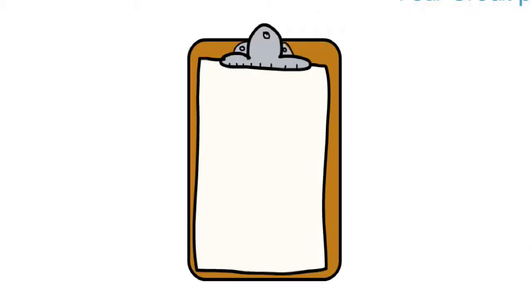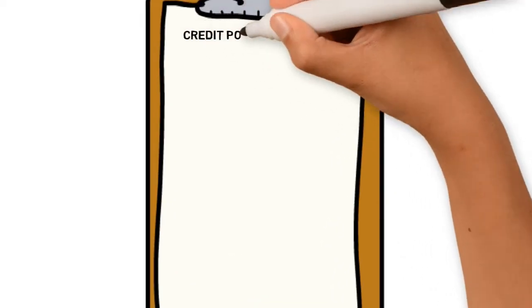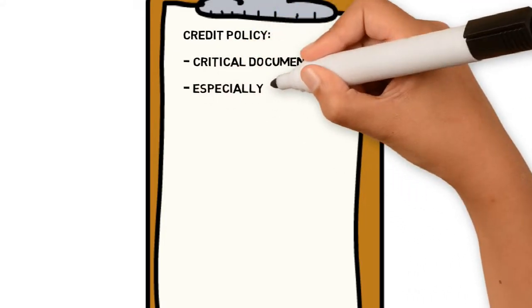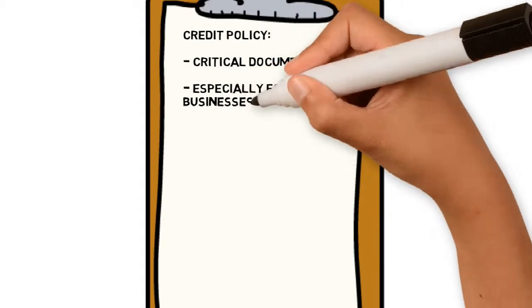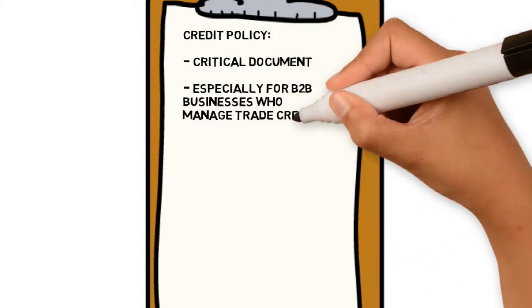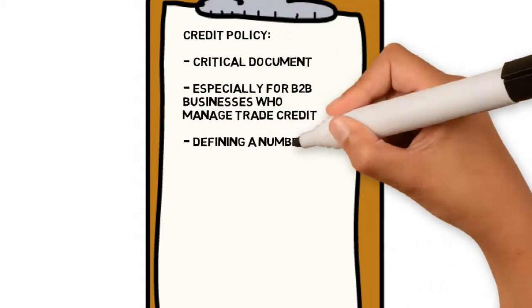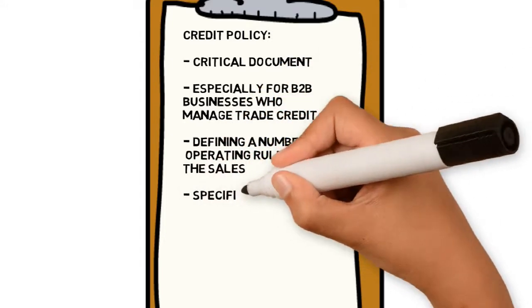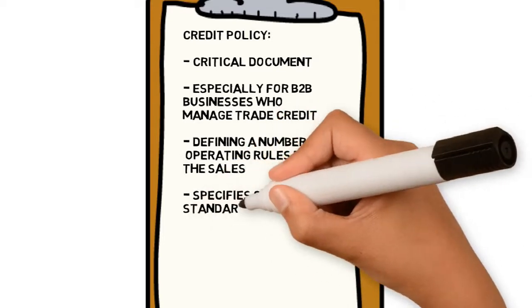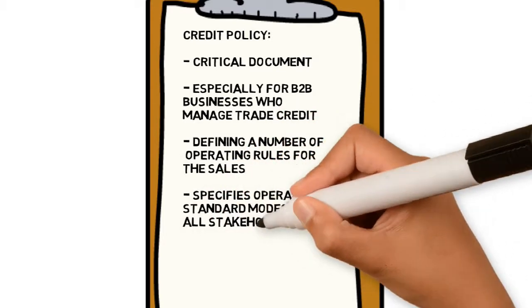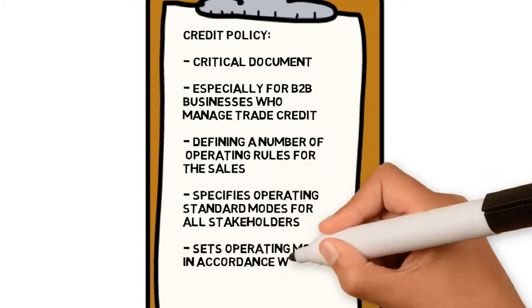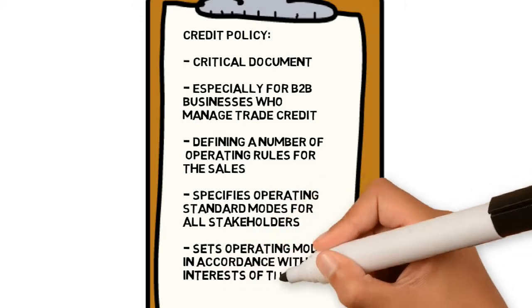Credit policy is a critical document for nearly every organization, but especially for those B2B businesses who manage trade credit. This is an operational document defining a number of operating rules for the sales process that must be followed by the entire company. It is a document which specifies operating standard modes for all stakeholders while providing rules for exceptions. This is an operational document which sets operating modes in accordance with the interests of the company, whose ultimate goal is to be paid by its customers.